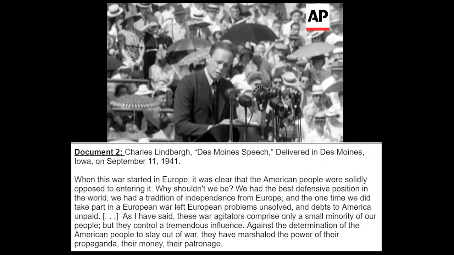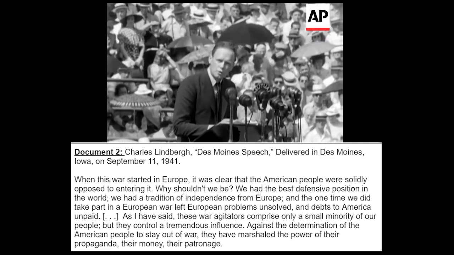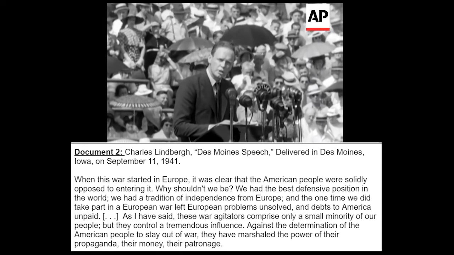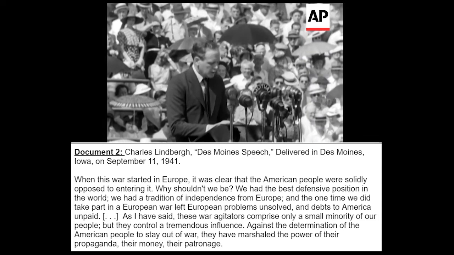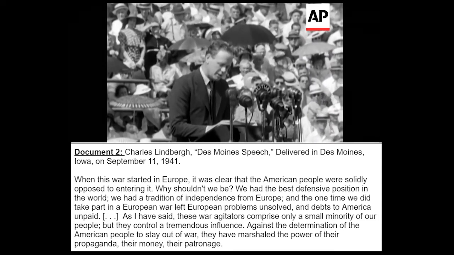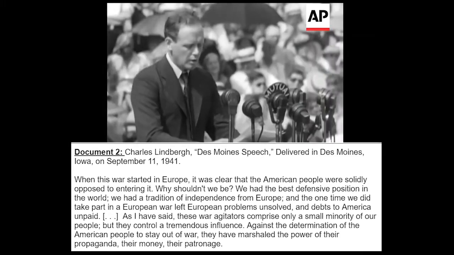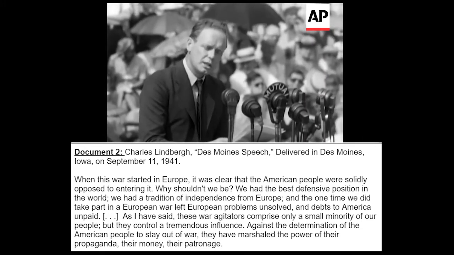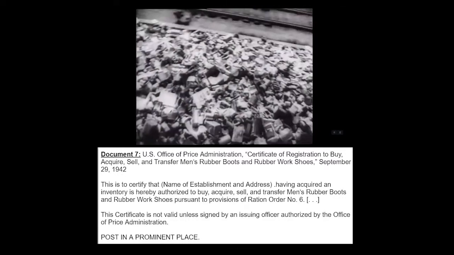Taking a look at this Charles Lindbergh speech, this happens after 1941. This document qualifies for political policies because Charles Lindbergh is criticizing the Roosevelt administration. He is straight up saying this war is a European conflict and we are independent from Europe. We have been for several centuries and we shouldn't get involved. Boom, description, done.